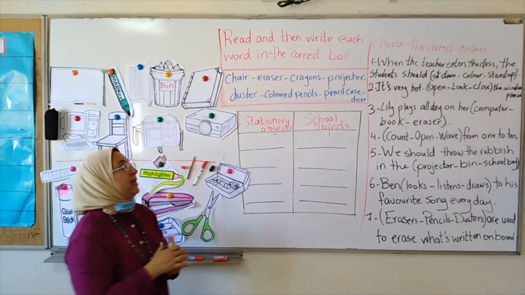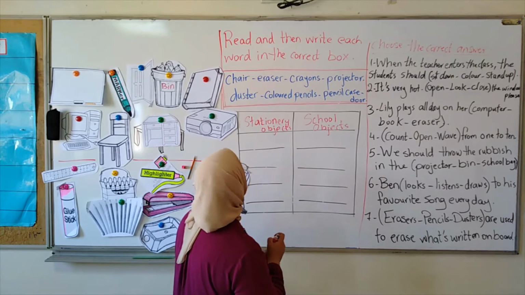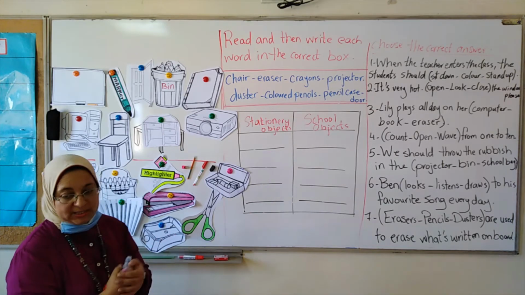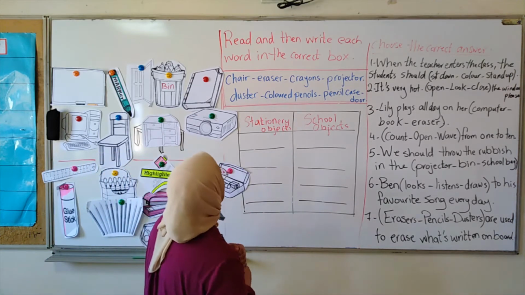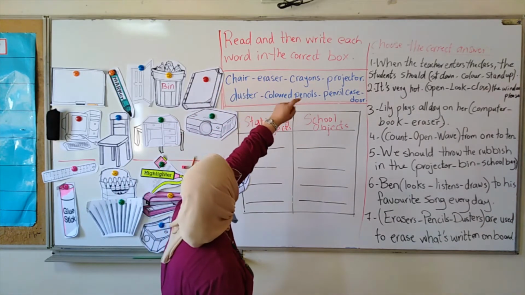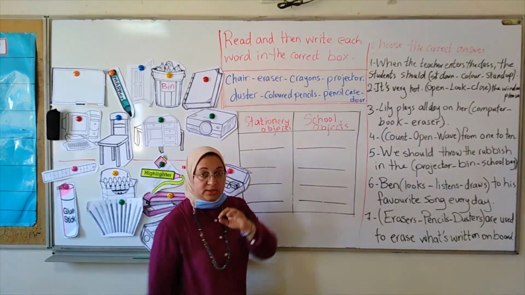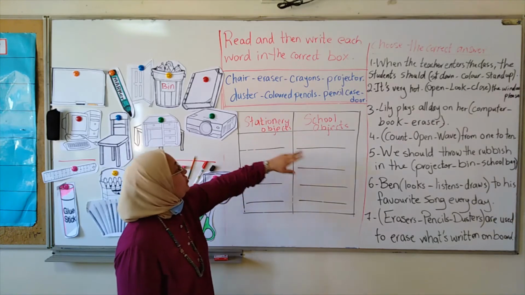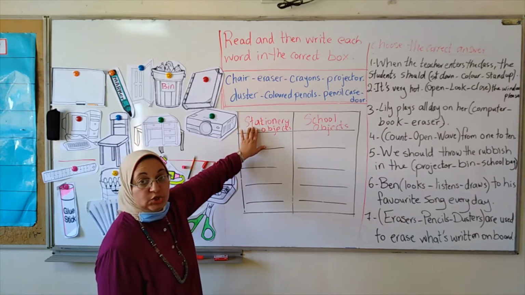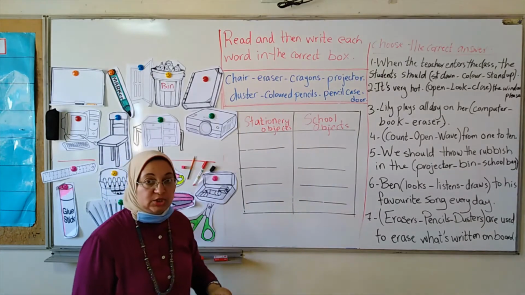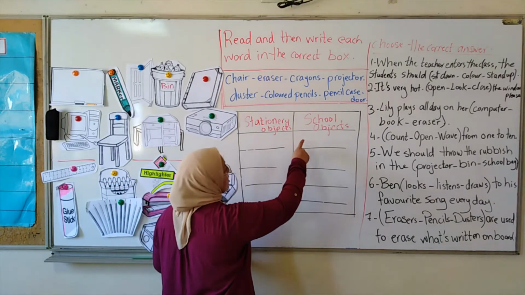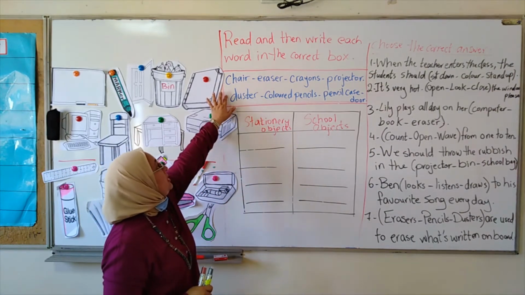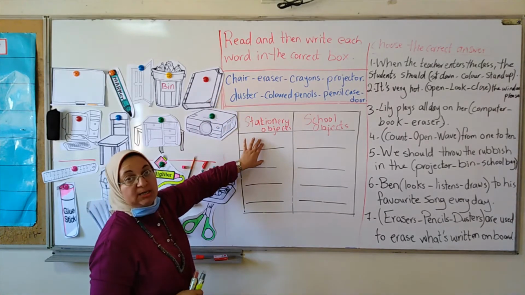Okay, so now let's answer our classwork. It's about, again, the stationary objects, the school objects, and the action verbs. It's so easy. Let's see together. Question number 1: Read and then write each word in the correct box. We have the table here with two sides. The first one is stationary objects. The second one is school objects. We are going to take the words in this box one by one and put them in their correct place.